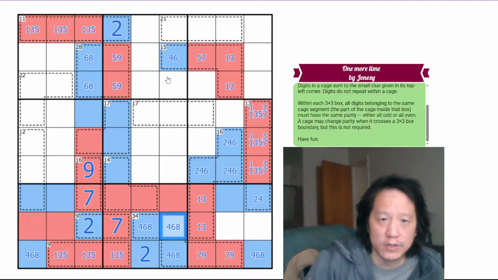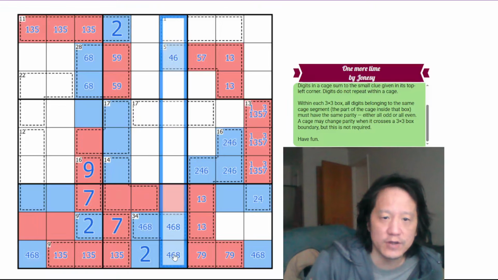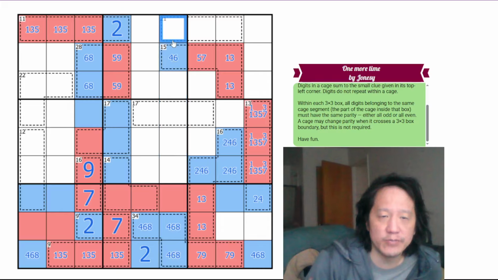In column 6, we have a 4, 6, 8 triplet, which eliminates 4, 6, and 8 in the rest of the column. So this cannot be 4, 6, or 8, and it can't be 2 because of the 2 in the box, so this must be an odd digit. Also, 8 has to be one of these 2 digits, so this cannot be 8 here.